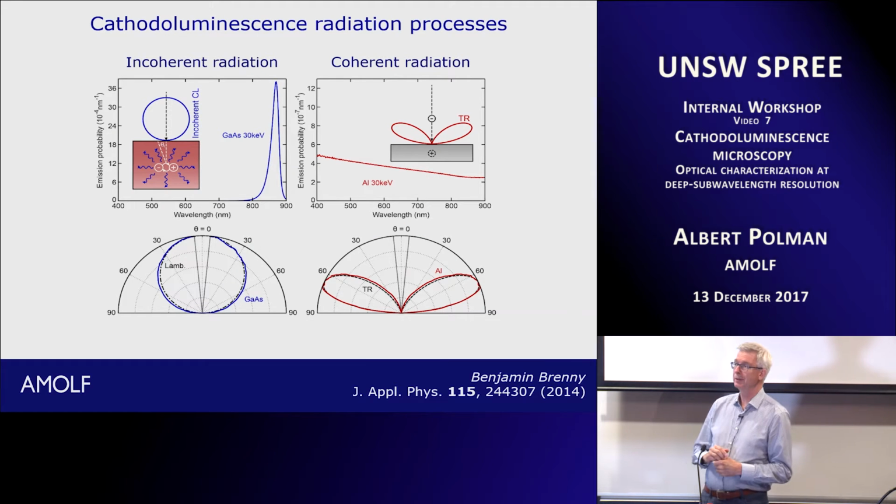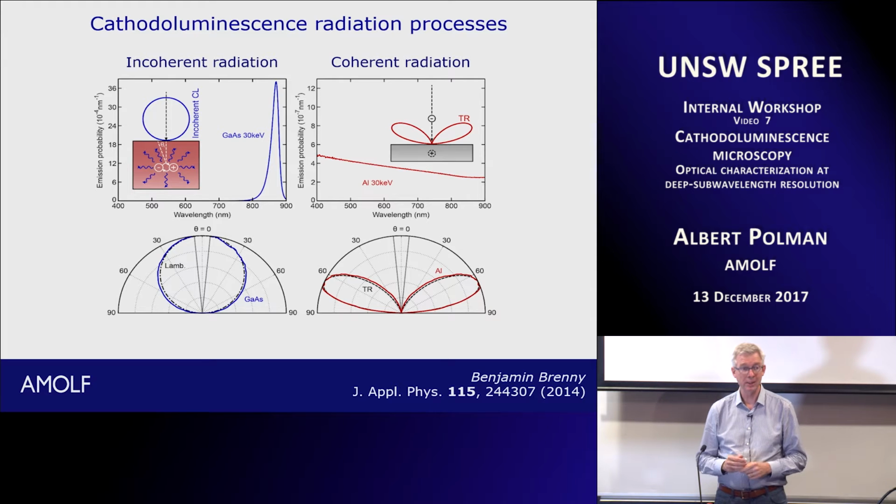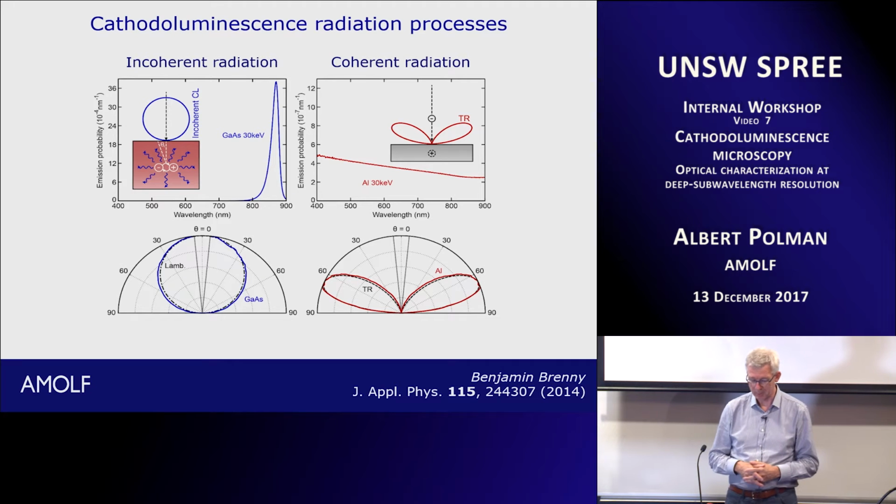So what is then the fundamental mechanism behind this? And we should distinguish 2 ways the electron beam can generate light, the incoherent and the coherent way. So the incoherent one is in a way the easy one, in a certain way. So that's what we just saw with the geologists.